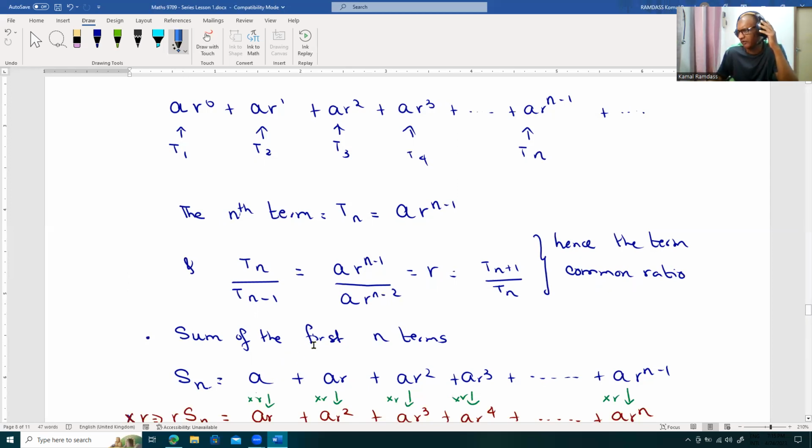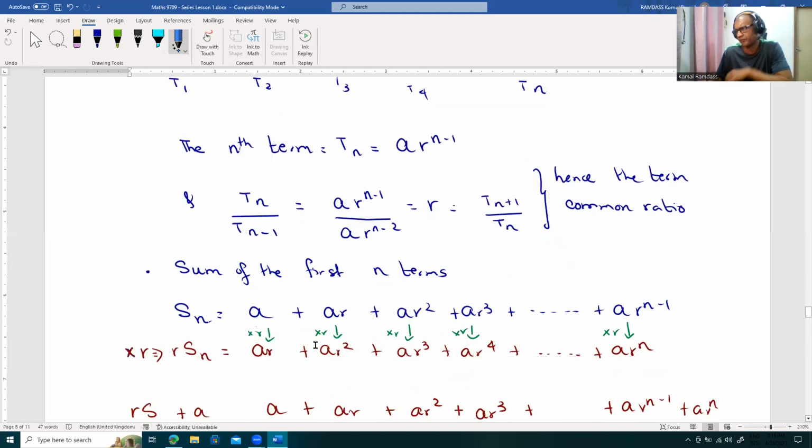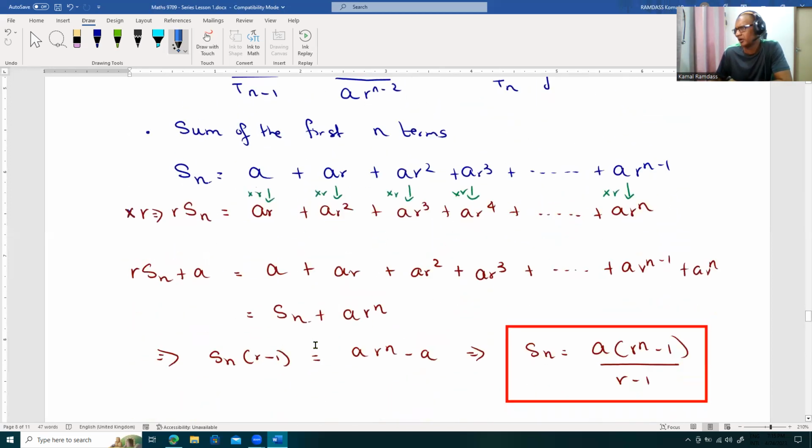Bon, sum of the first n terms. On appelle ça Sn, the same as in the arithmetic progression, c'est A plus AR plus AR square plus AR cube plus AR to the power of n minus 1. Je prends cette équation là-haut, là. Tout ça là.